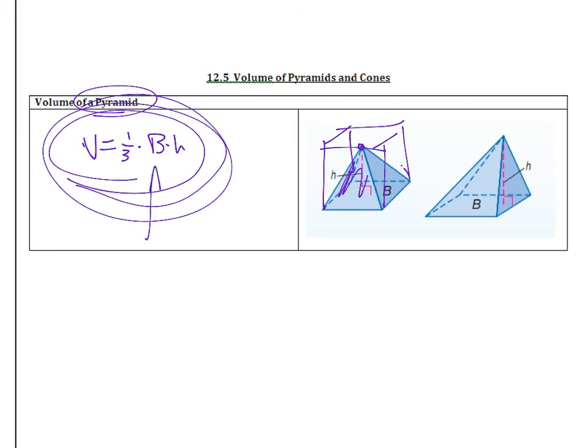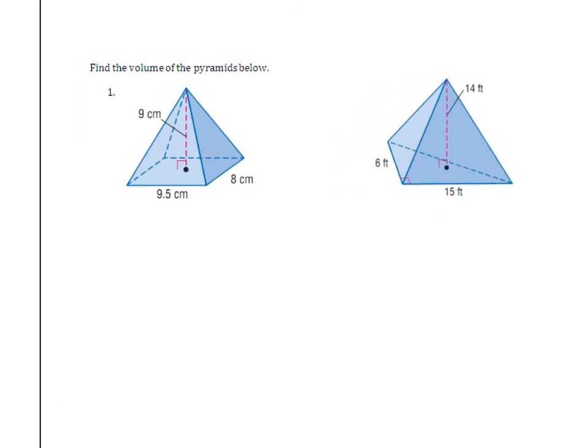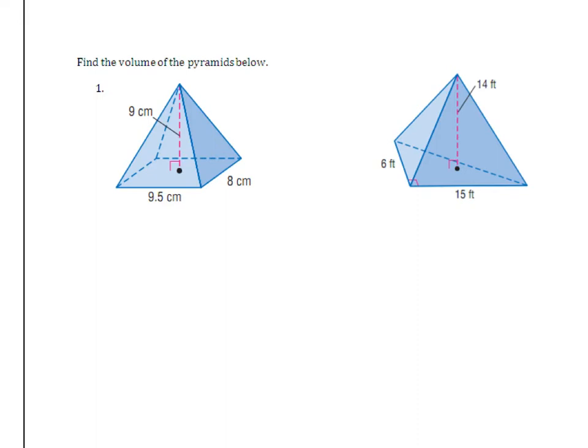I want to figure out still the area of the base. That's still my height, except now I'm just going to divide by 3. That's all I'm doing. So here, base is a rectangle. So I'm going to take 9.5 times 8 times 9 divided by 3. So my answer is going to be 228 centimeters cubed.